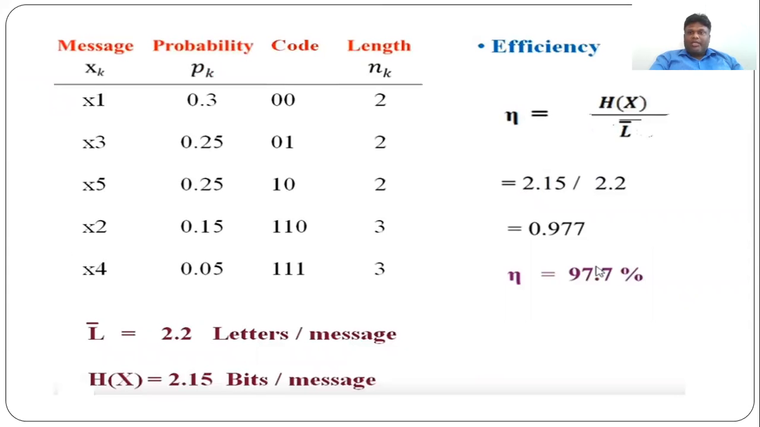Okay. So the efficiency formula is H of x divided by L bar. Okay. So H of x is your entropy and L bar is your average word length. So 2.15 divided by 2.2, you get 0.977. So efficiency is actually described in percentage. So you have to multiply it by 100, you will get 97.7 percentage. So the efficiency of this Huffman code, for this particular message, is 97.7 percent. Okay.